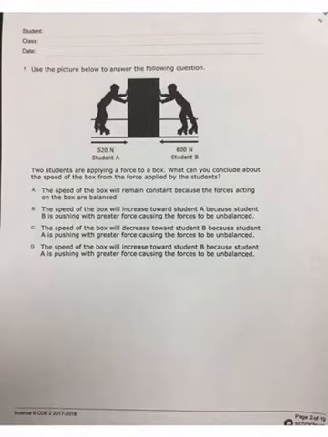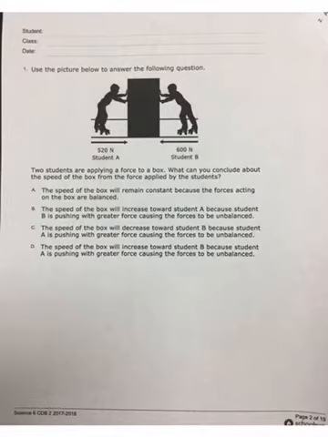Number 1. Use the picture below to answer the following question. Two students are applying a force to a box. What can you conclude about the speed of the box from the force applied by the students? A. The speed of the box will remain constant because the forces acting on the box are balanced.